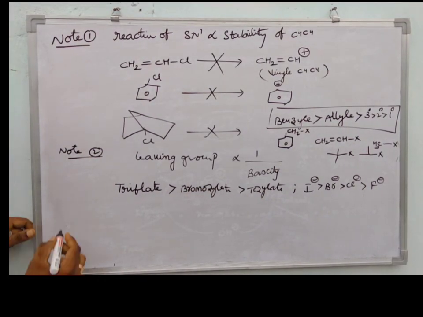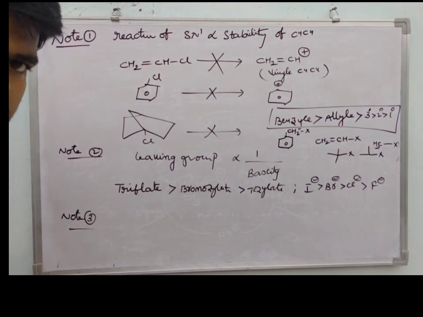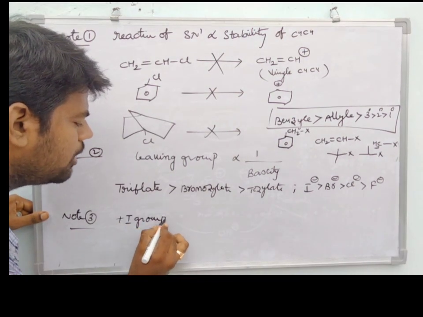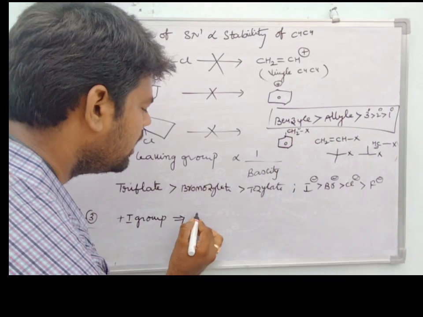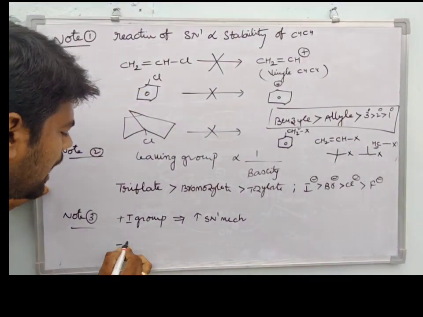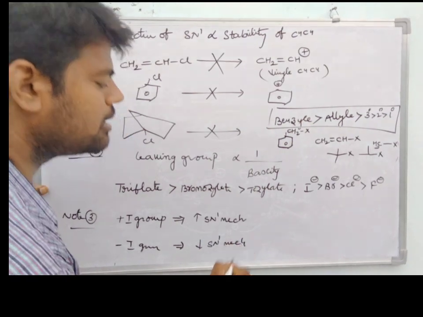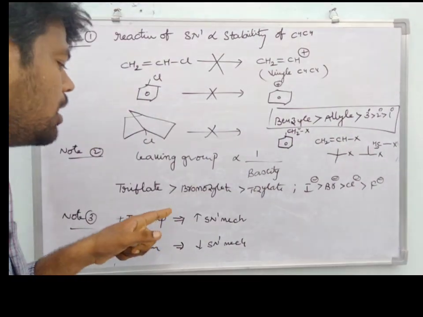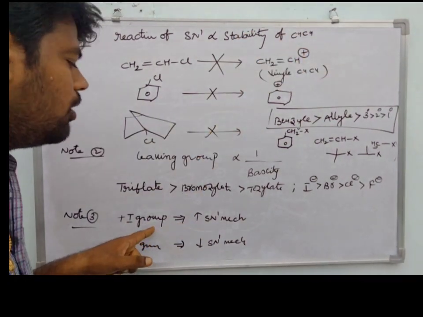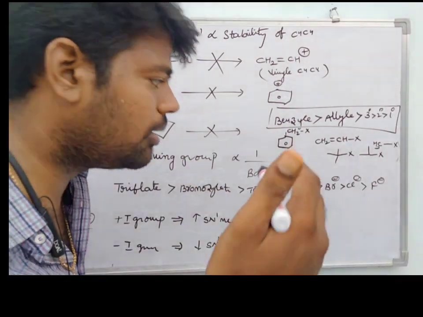After that, note number 3. What is note number 3? If different types of alkyl halides are given, if a plus I group is connected to the alkyl halide, it undergoes the SN1 mechanism faster. If a minus I group is present, automatically it undergoes the SN1 mechanism very slowly. Why? Because the SN1 mechanism is directly proportional to the stability of the carbocation. If the carbocation is connected to a plus I group, the stability is more. If it is connected to a minus I group, the stability will decrease.